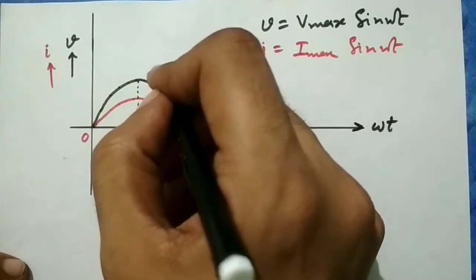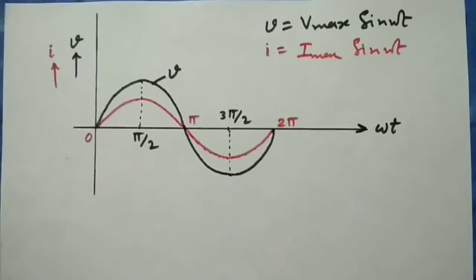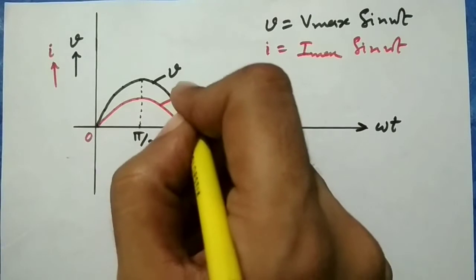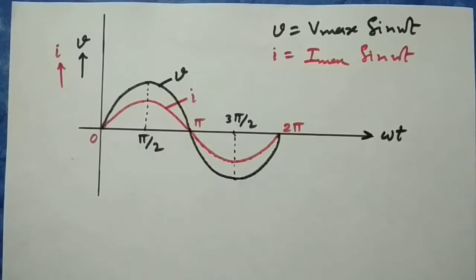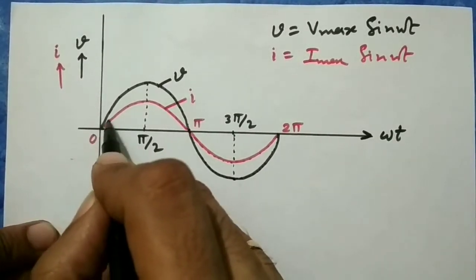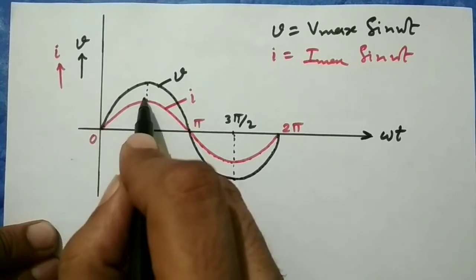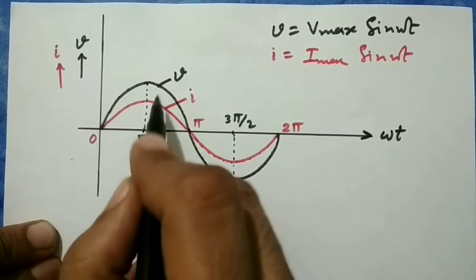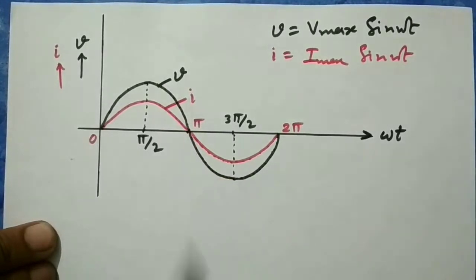So this is the waveform of the voltage, and this is the waveform of the current. As these two parameters are in phase, that we have already seen in the phasor diagram, the waveform will also go with the same pattern. Both will start from 0, both will reach the maximum value at pi by 2. Again, both values will be 0 at pi, and so on.